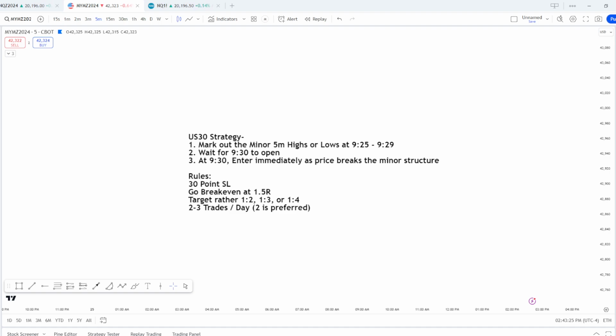But today I'm going to be going over how I personally trade US30 and how I take advantage of the opening 9:30 breakouts. So, nothing more to be said. Let's just get right into it. So, the US30 strategy is incredibly simple.